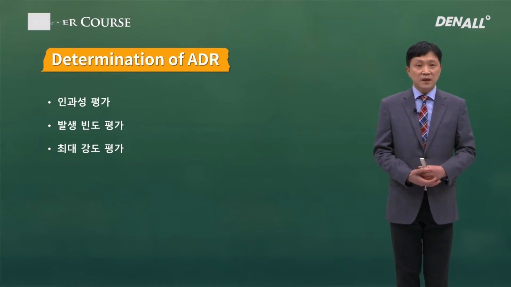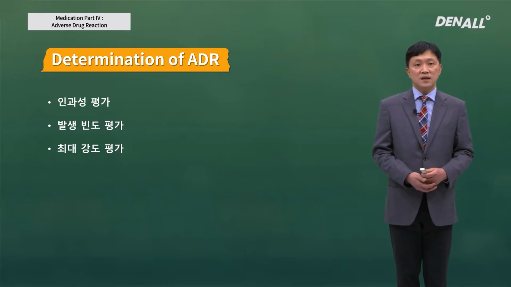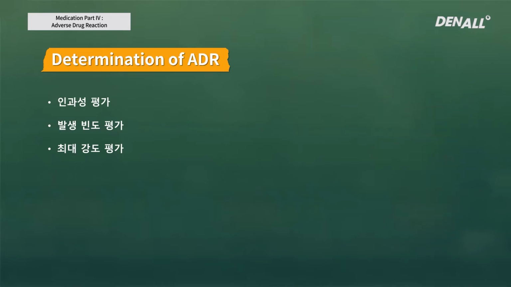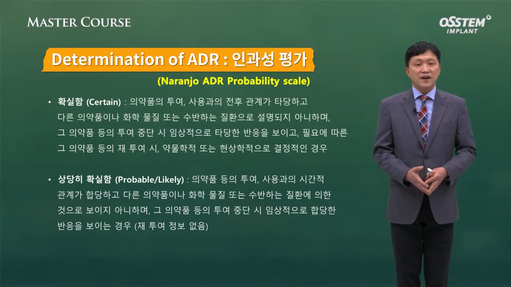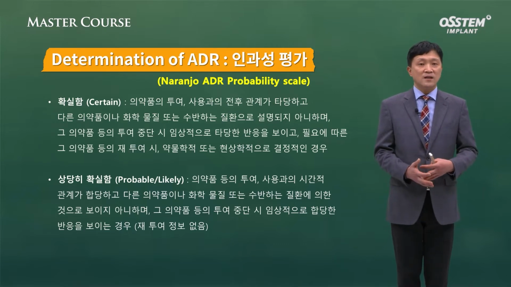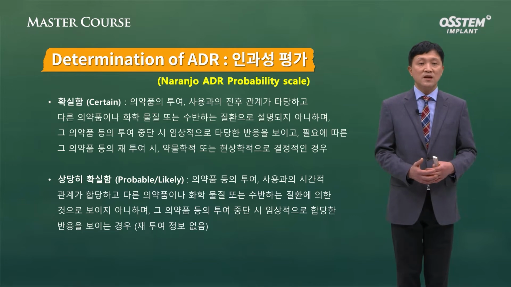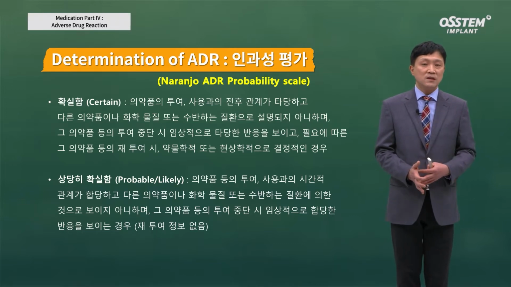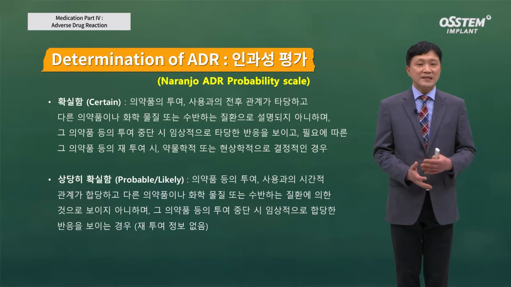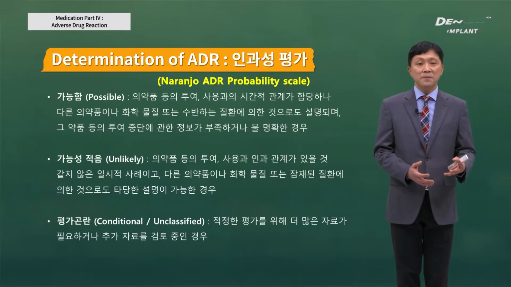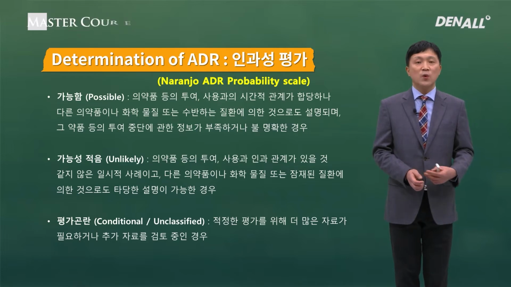When adverse drug reactions happen, how can we determine them? They're based on causality, incidence rate, and maximum strength. For causality determination of ADR, certain: the reaction followed a reasonable temporal sequence after a drug is administered, could not be explained by other drugs or diseases, showed a reasonable response on withdrawing the drug, and was confirmed and reappeared on re-exposure when necessary, phenomenally and pharmacologically. Probable, likely. Possible, unlikely, unclassified.